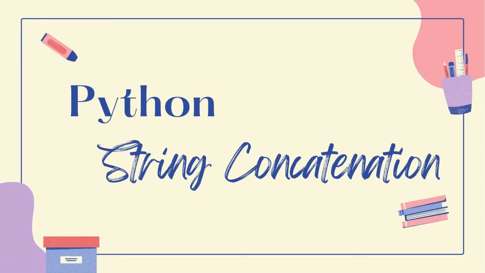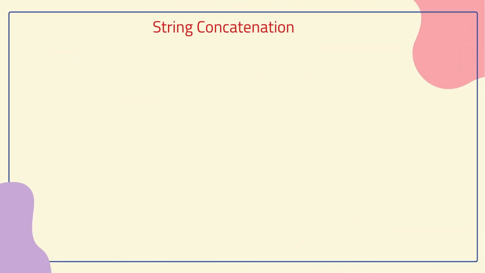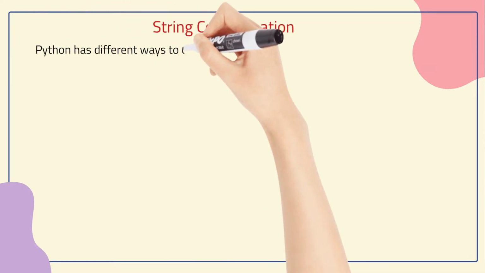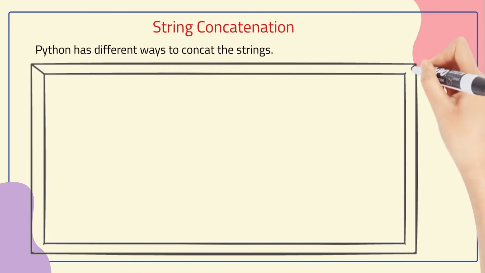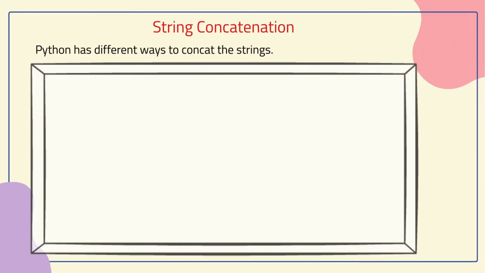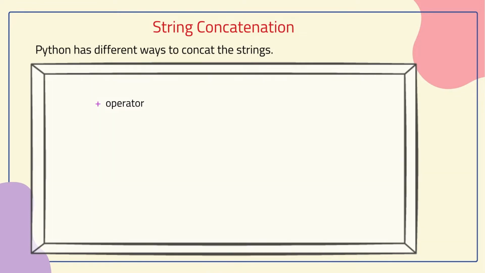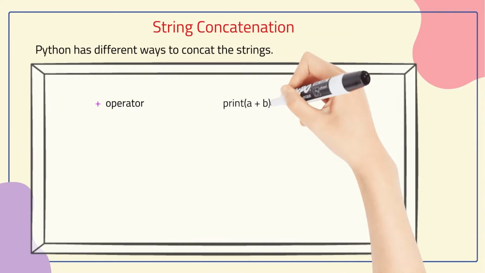In this video, we will discuss concatenating string variables in Python. Python has different ways to concatenate strings. Using the plus operator. For example, concatenating variables a and b with a plus symbol.